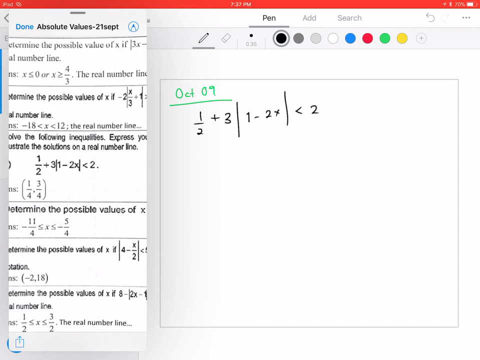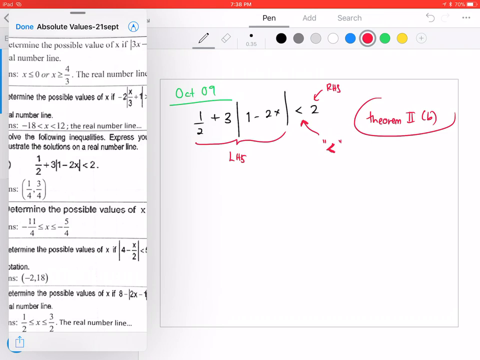Now the first thing that you need to look at is the inequality operator. So we are using less than, right? And then look at your LHS and also your RHS. From this less than, automatically you know that it is under theorem 2 type B. You don't have to specify this in your answer. It's just for your reference.